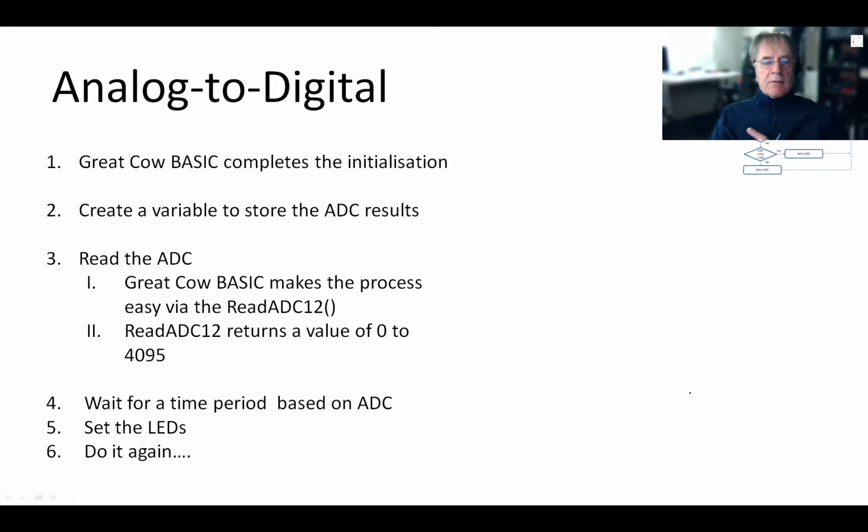Well, we've seen how Great Cow Basic can initialize the board. We can create variables. We can read the ADC. But we're going to read the ADC into a bigger number called a word, and that word can hold the bigger range, because we're going to use read ADC 12, and read ADC 12 returns a value of 0 to 4095, which essentially means if we use milliseconds, we have a range of 0 milliseconds to 4095 milliseconds, a 4-second delay, which is pretty slow, and we're going to play with that a little bit. Then, as I said, we're going to wait for that period, and then we're going to rotate around.